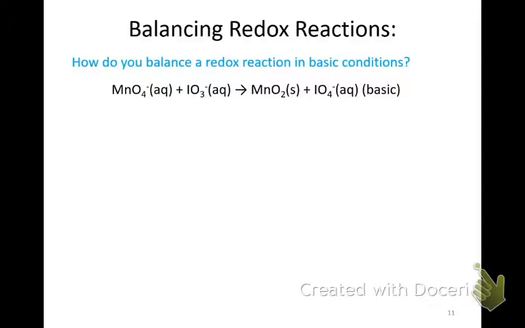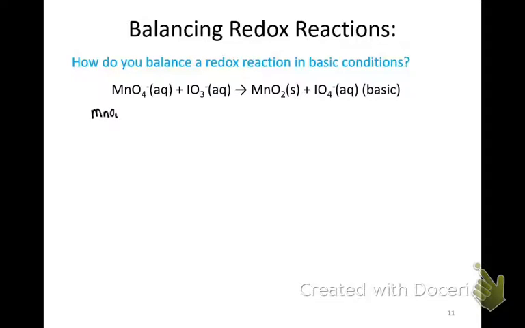So how do you balance a redox reaction under basic conditions? In the main video, the example we did was under acidic conditions. Acidic and neutral work the same way, but under basic conditions, we've got one extra step that we need to account for. So we start off doing the same thing, where we divide our reaction into half reactions.